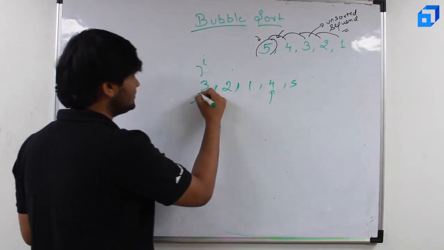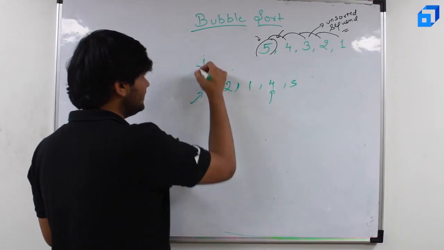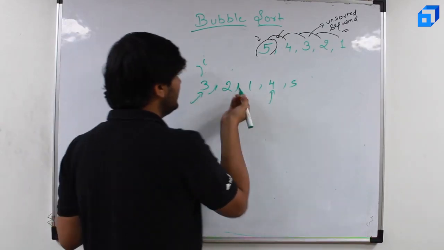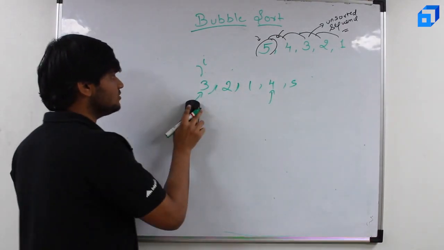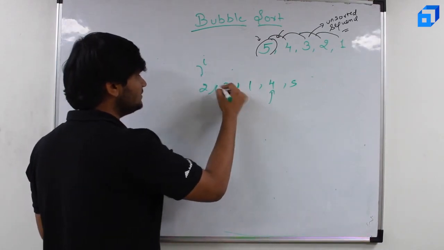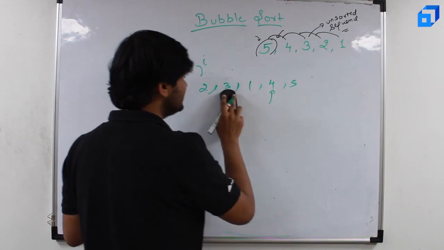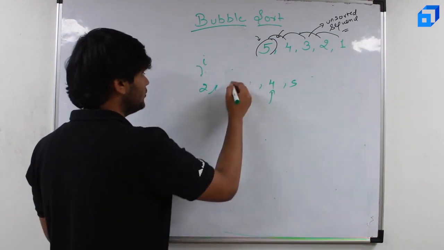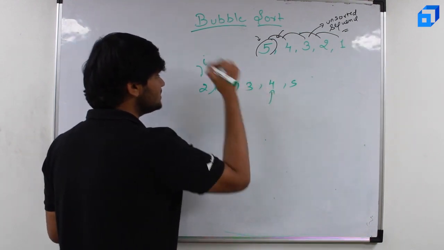Now if you compare 3, so here you can see we will start again from I is equal to 0. We will compare I with the next corresponding element. So here you can see 3 and 2 will be compared. So 2 will come here and 3 will come here. Again 3 and 1 will be swapped. So here you can see 3 and 1 are going to be swapped. So 1 comes here and 3 comes here.